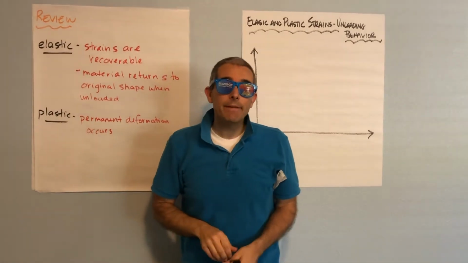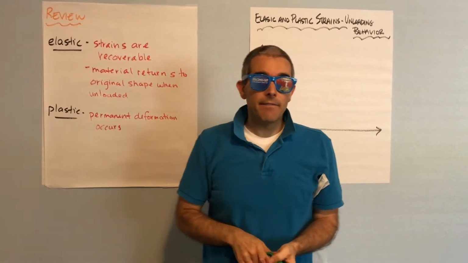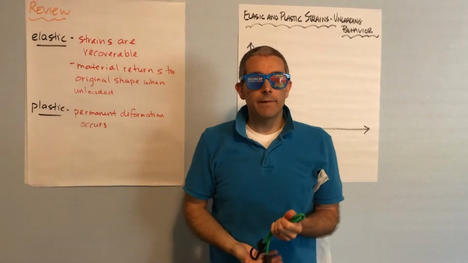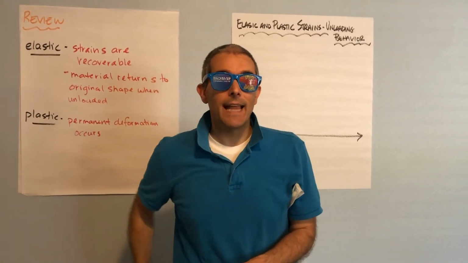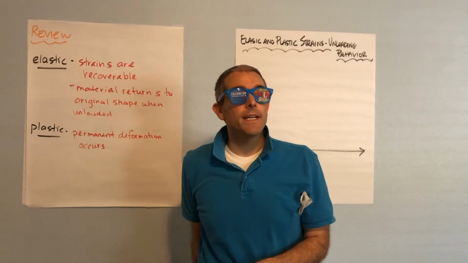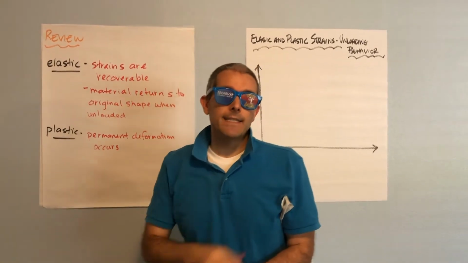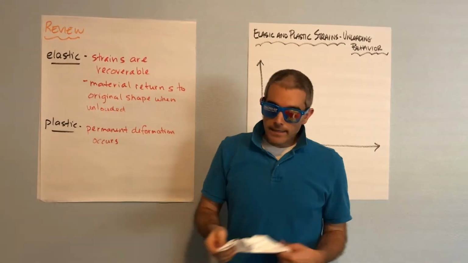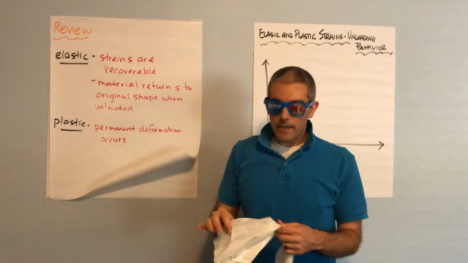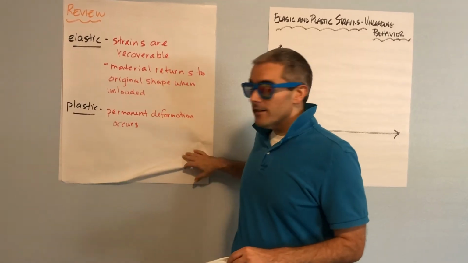The same thing happens in metals, just at a very low amount, right? We sometimes can't always see the elastic strain that happens in metal because of its high modulus of elasticity or high stiffness. Now when we talk about plastic strains, we're talking about things that stretch.